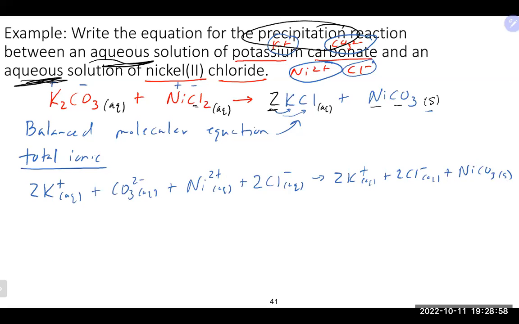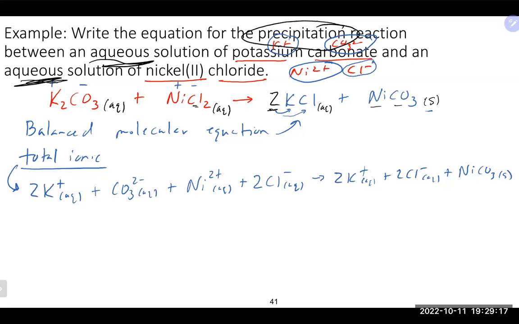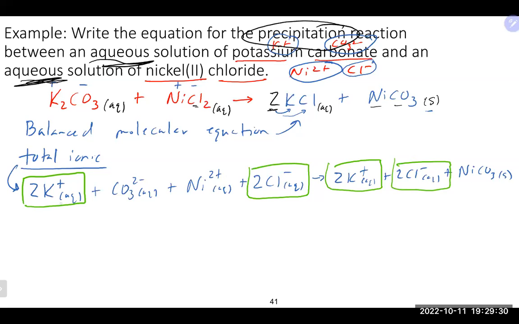In this case, this once again is our balanced total ionic equation. Any questions on that one there? At this point, this is really where we want to look for our spectator ions. So we're looking for ions that are exactly the same on both sides. So looking at this, once again here, I got 2 potassiums on the left. I got 2 potassiums on the right. I also have 2 chlorides on the left, and I have 2 chlorides on the right. Once again, these would be our spectator ions there.